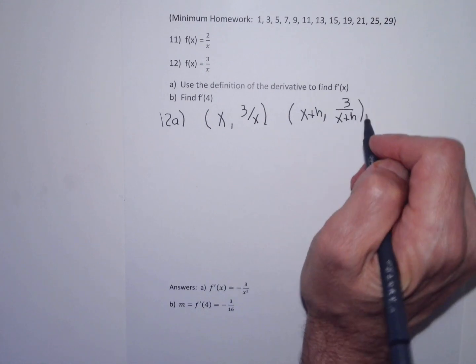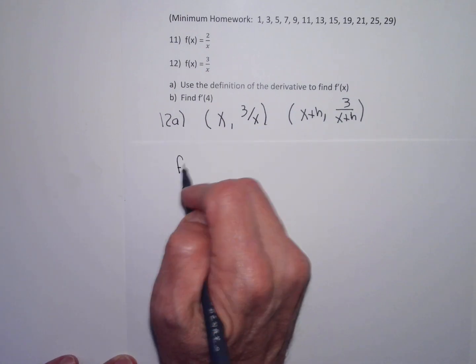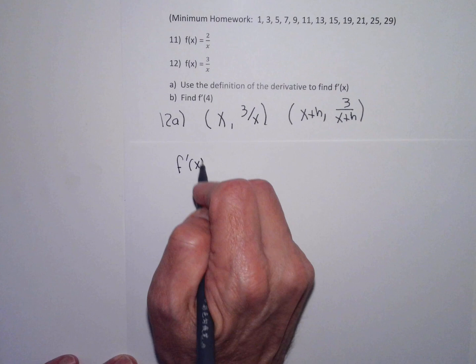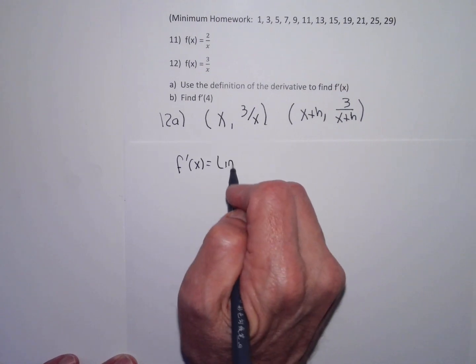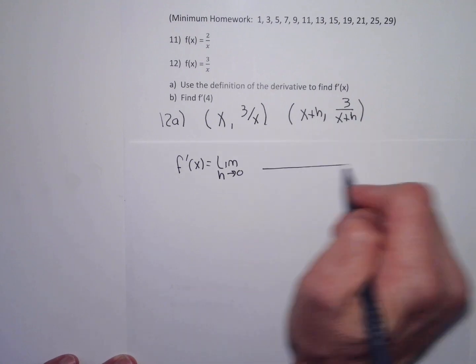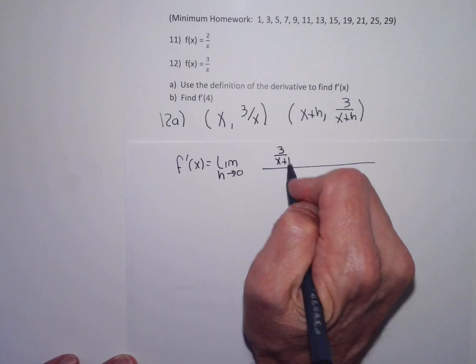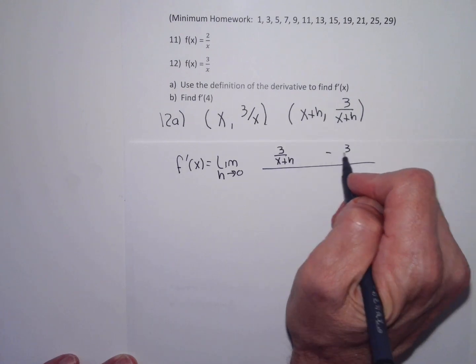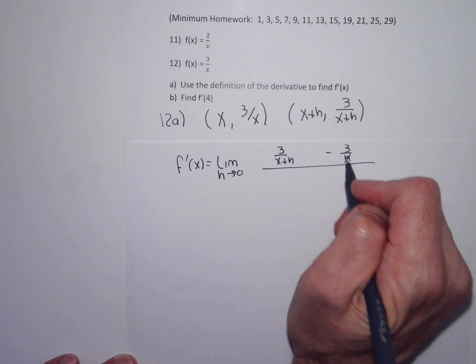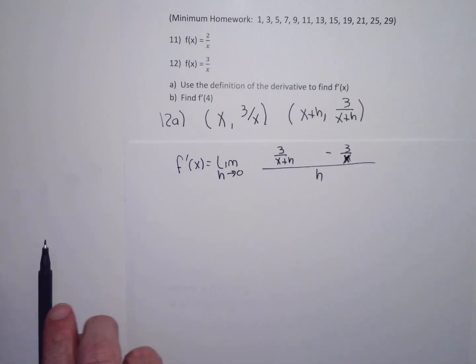Fractions are not my friends. Part of the difficulty in calculus is the algebra is yuck. And this is going to be as ugly as it gets. So let me find the derivative. For number 12, the derivative is the limit as h goes to 0 of y2, which is 3 over x plus h, minus y1, which is 3 over x, all over h. I need to get common denominators in this numerator.